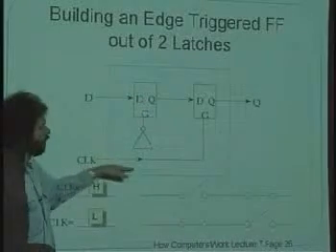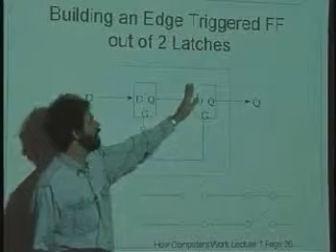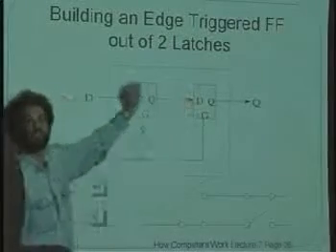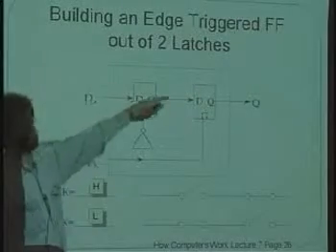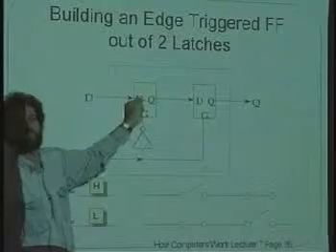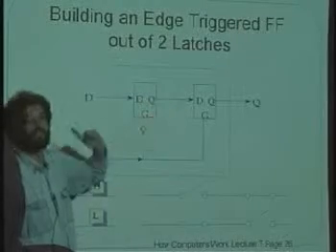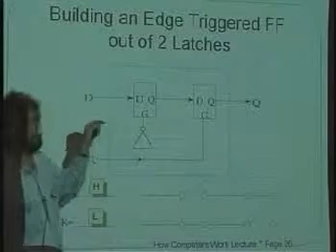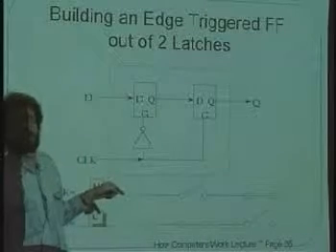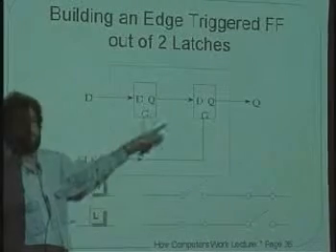Simultaneously, because the clock's going from low to high, this one becomes transparent. And so whatever this one's holding on to gets sent through to Q. And thus we've sampled D and sent it through to Q. Now comes the hard part. The clock now goes from high to low. And we don't want to lose Q.